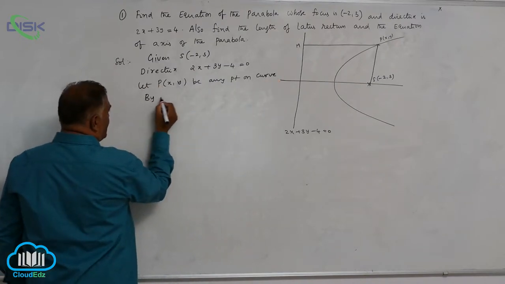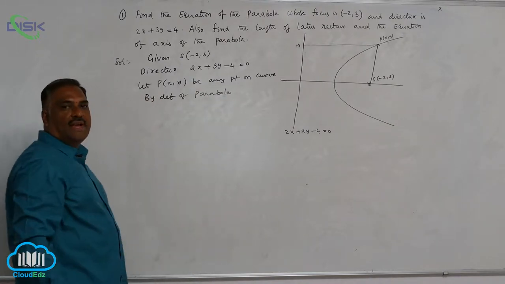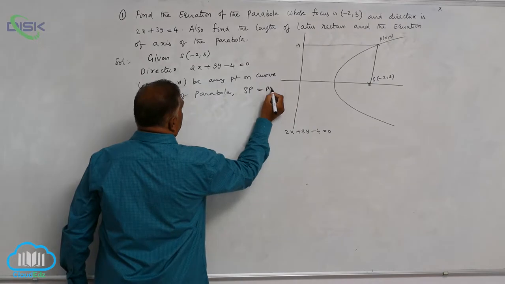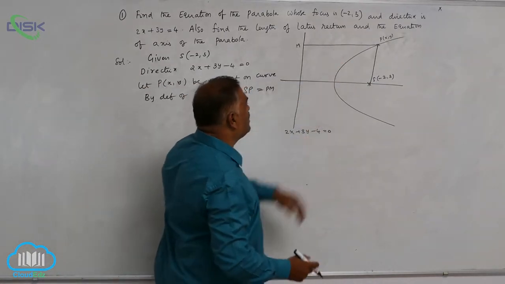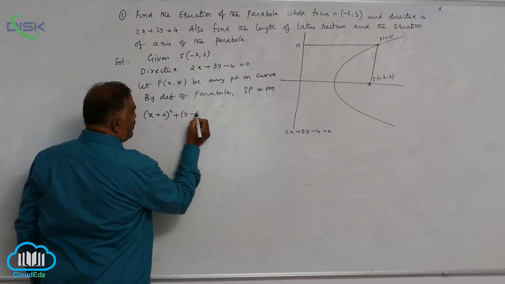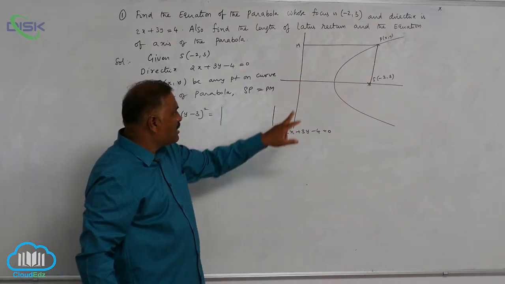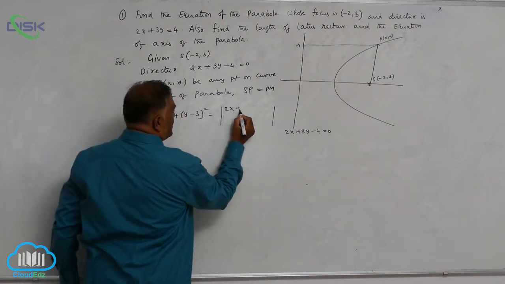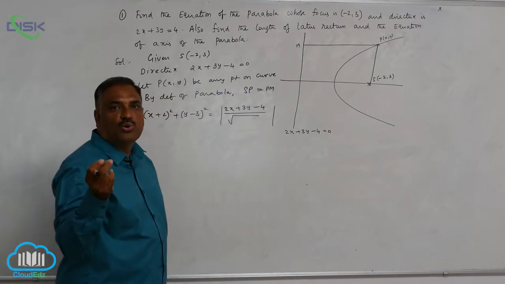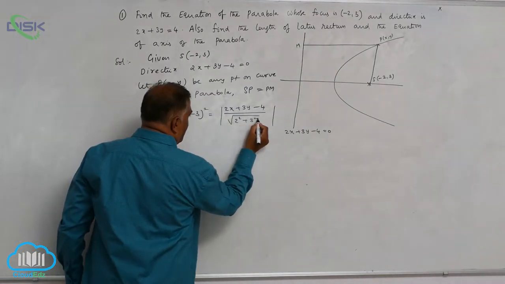Now by the definition of parabola, I think all of you remember, what is the parabola definition? SP by PM is equal to 1, or SP is equal to PM. So the distance between these two points, that is (x + 2) whole square + (y - 3) whole square, is equal to the modulus of the perpendicular distance from P(x, y) to this line, (2x + 3y - 4) divided by the square root of the coefficient of x whole square plus the coefficient of y whole square, that is 2 square + 3 square.